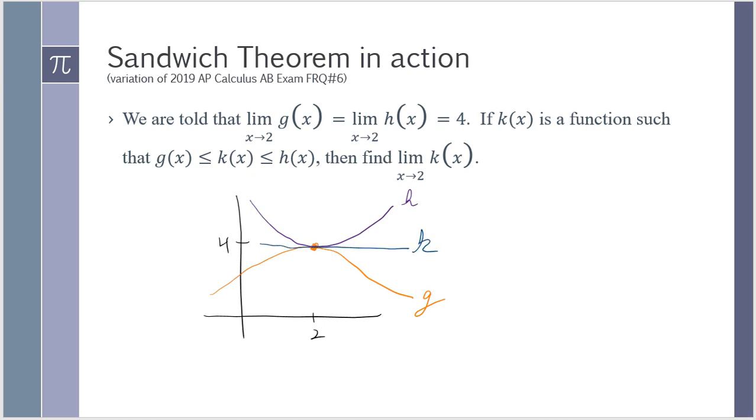So here's k. So if I want to find the limit as x approaches 2 of k, well, because it's always between h and g, which both have that limit, this limit must also be 4. And that is using the sandwich theorem.